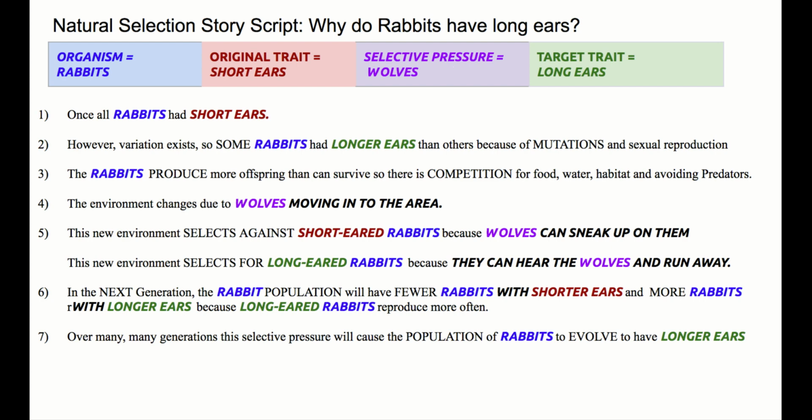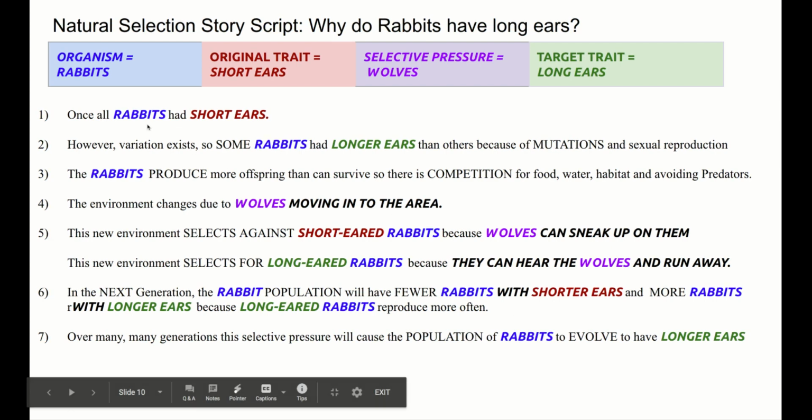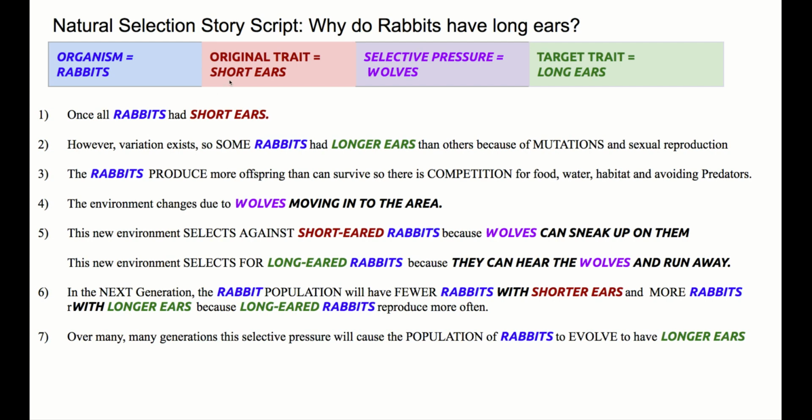The script is highly templated and scaffolded, so you should find it fairly simple to do. Once you've picked your original organism, the name of that will appear multiple times. I've color-coded that in blue. The trait that it originally had is here in red. The trait that's selected for is in green. And the selective pressures in purple. And you'll see how they repeat multiple times.